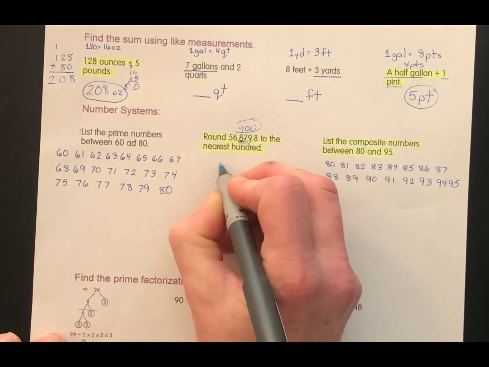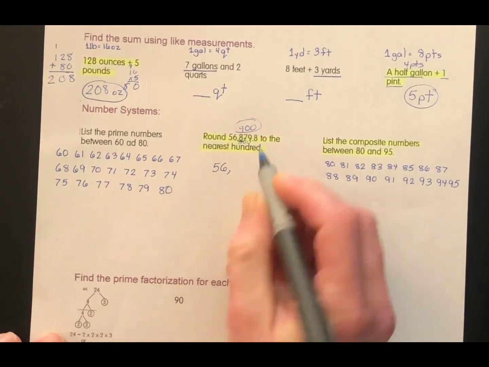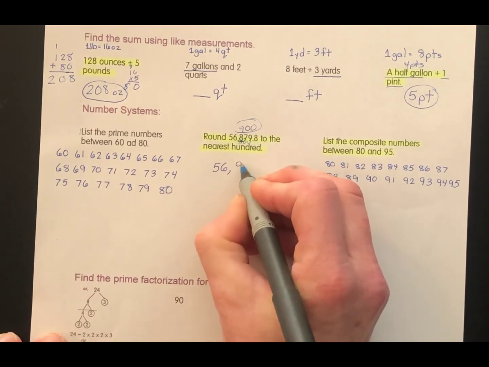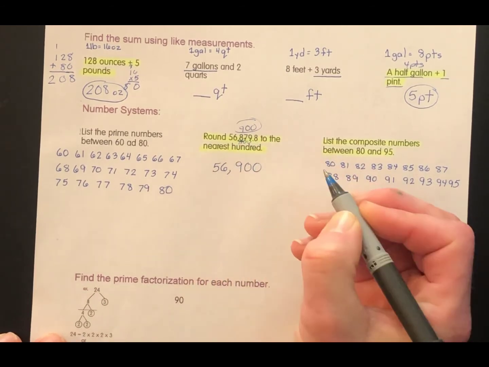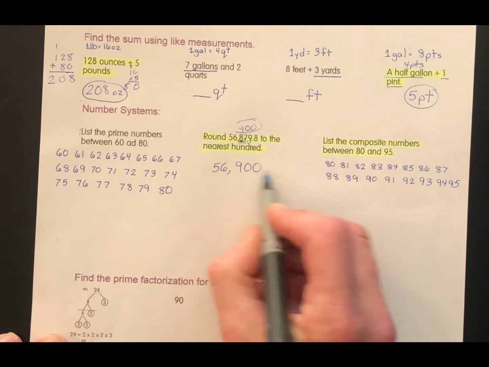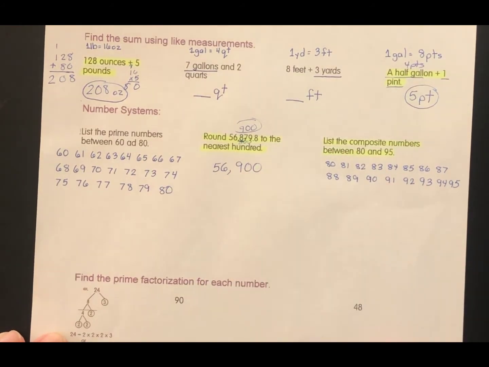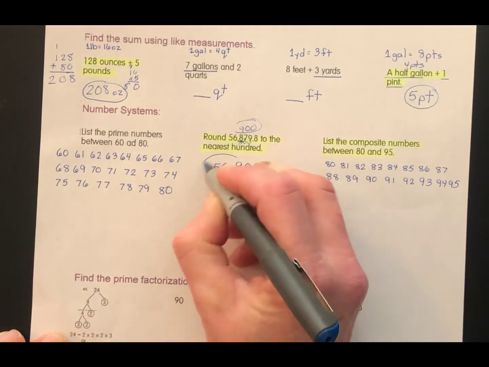So taking that, I'm going to come down and rewrite the whole number rounded to the nearest hundred. I start out with 56,900. And I don't care about the decimal because I'm rounding to the nearest hundred. There you go. I'm going to circle that.